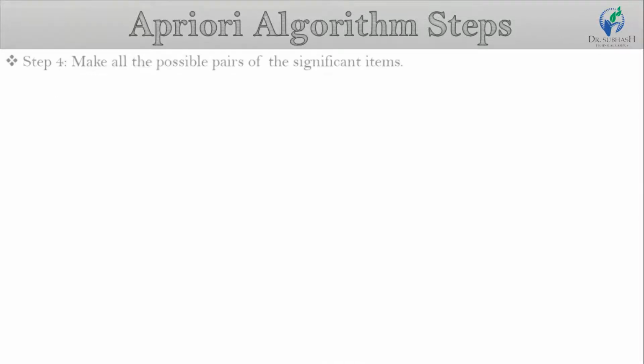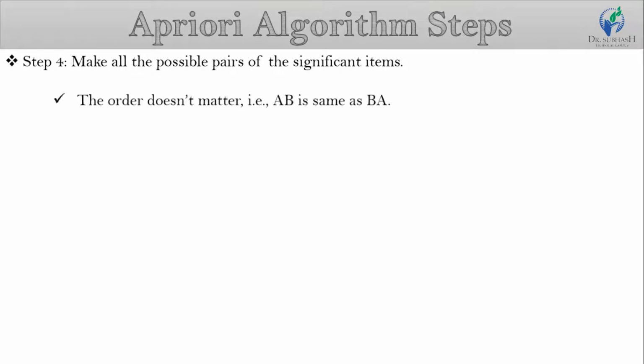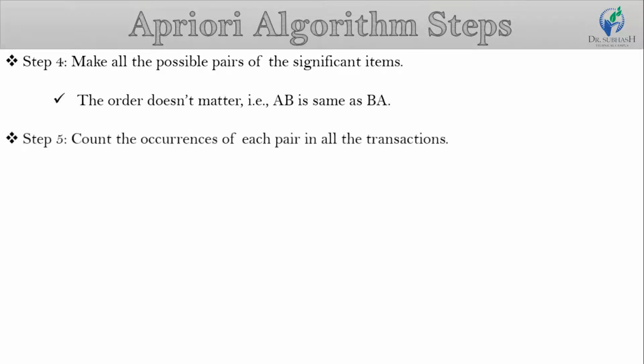Now, in step 4, make all the possible pairs of the significant items. For that, the order doesn't matter, which means we can write AB is the same as BA. Now in step 5, we count the occurrence of each pair in all the transactions.